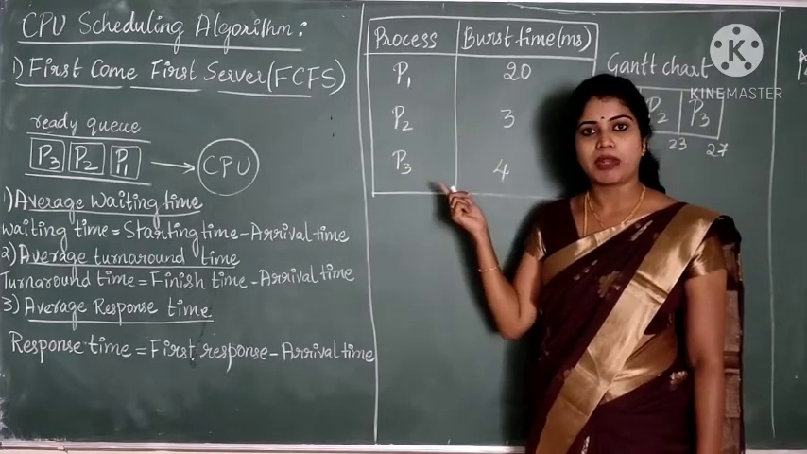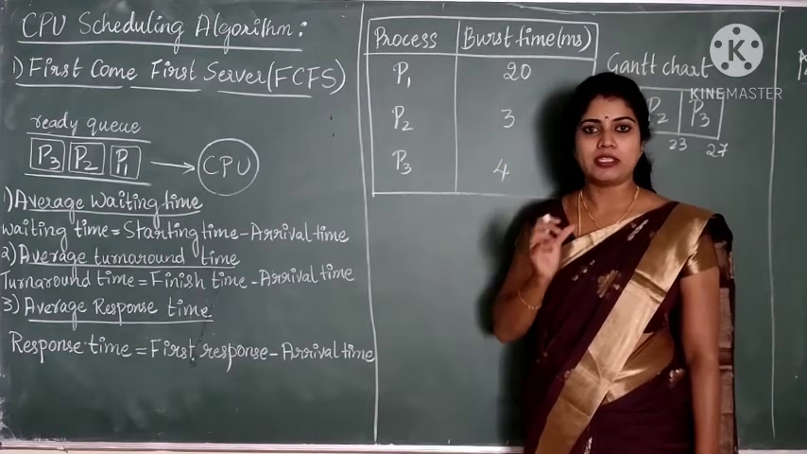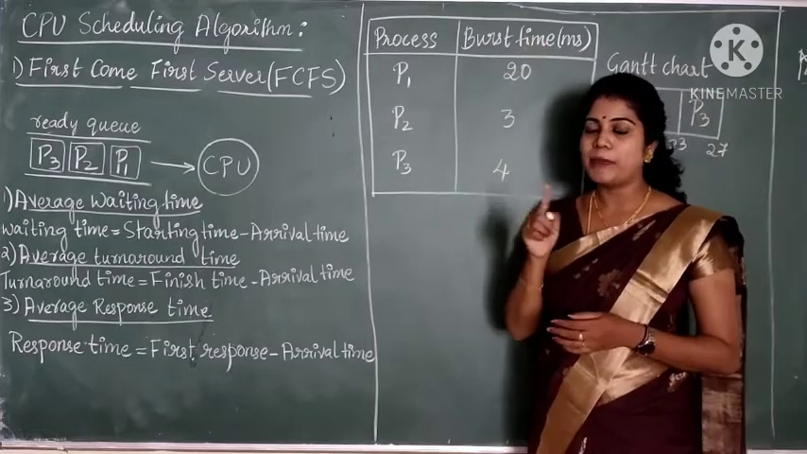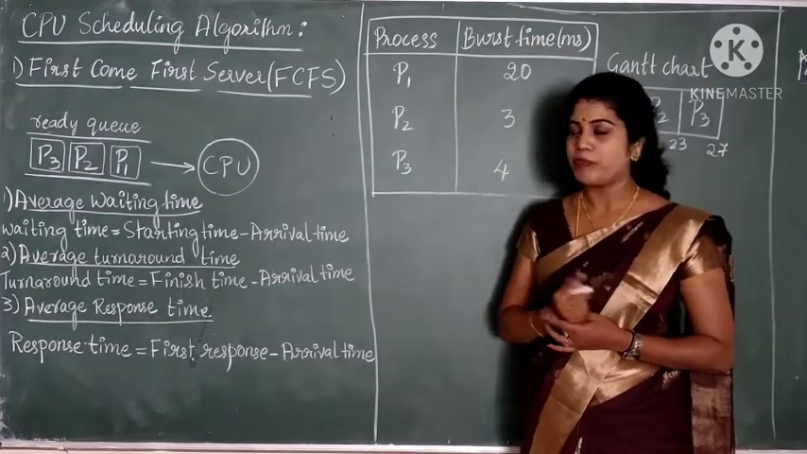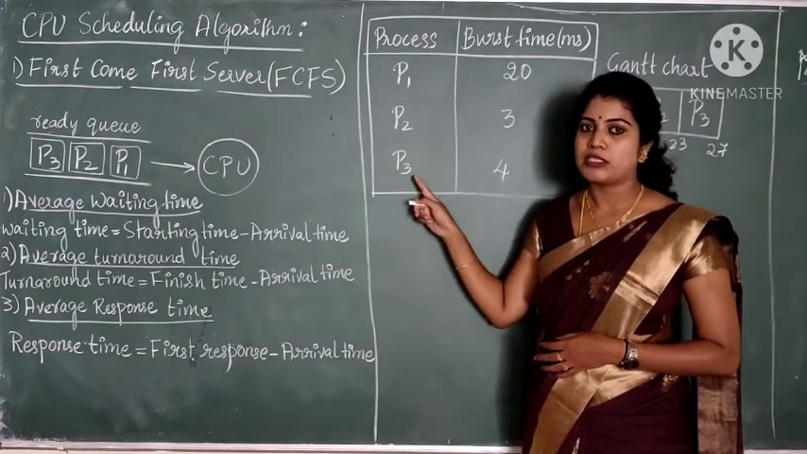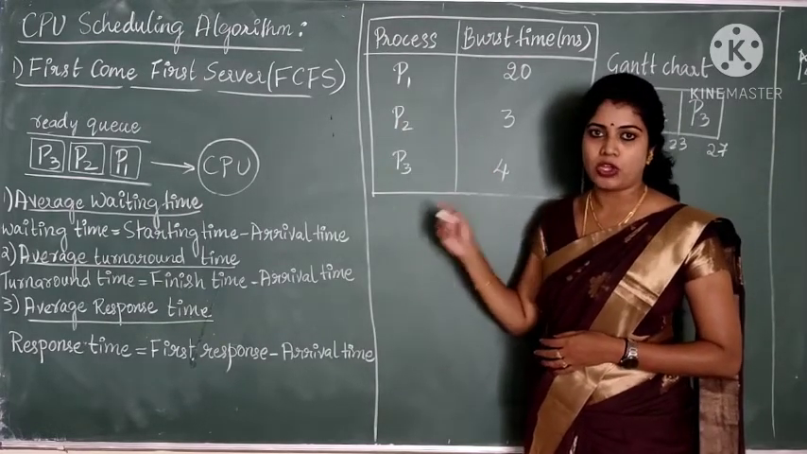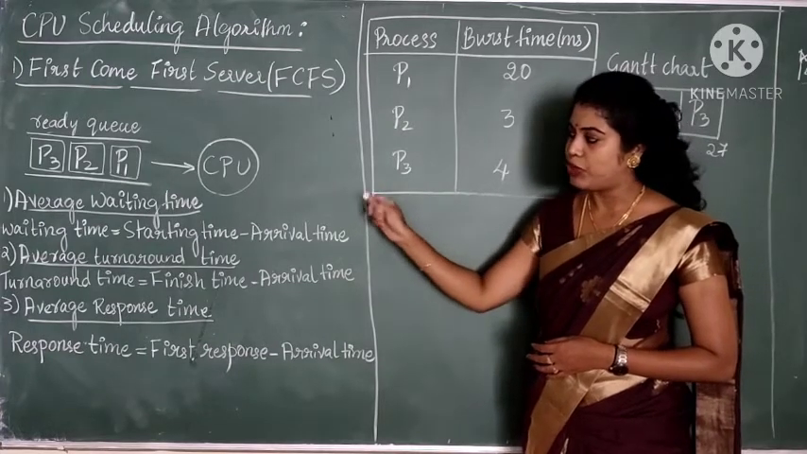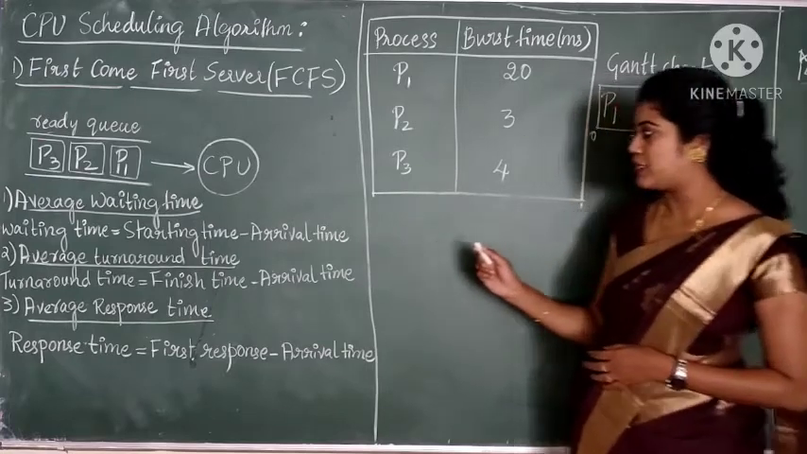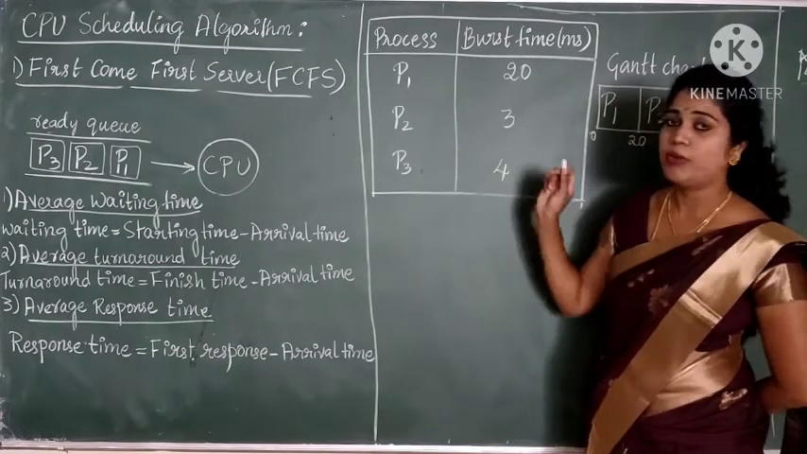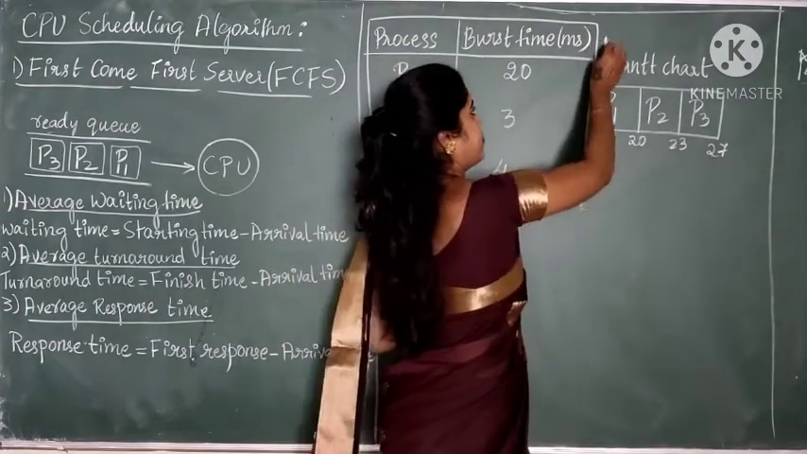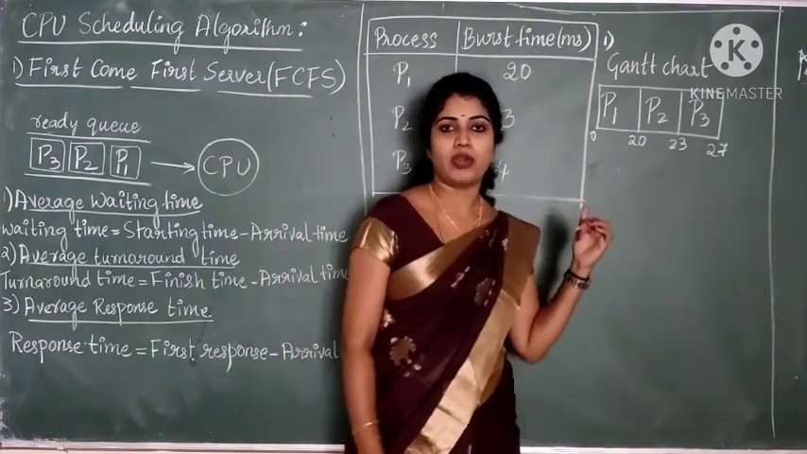So what is burst time? It is the time taken by a process for its execution, and it will be in the unit of milliseconds. The table will be given like this in the exam, where they will ask you to apply first come first serve scheduling algorithm and calculate average waiting time, average turnaround time and average response time. Now, with an example, this is the given problem. This is the very first step of the problem.